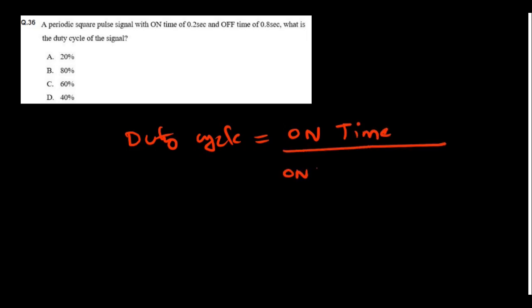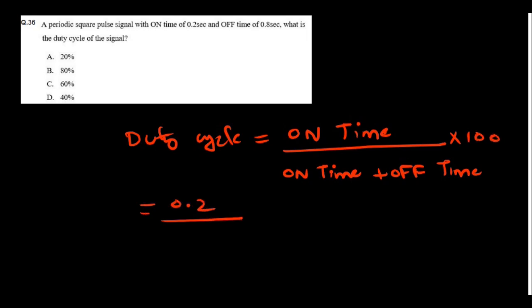A periodic square pulse signal with on time 0.2 second and off time 0.8 second. What is the duty cycle of the signal? What is duty cycle? Duty cycle equals on time upon on time plus off time. In percentage, if you want, multiply by 100. So which is equal to 0.2 upon 0.8 plus 0.2.